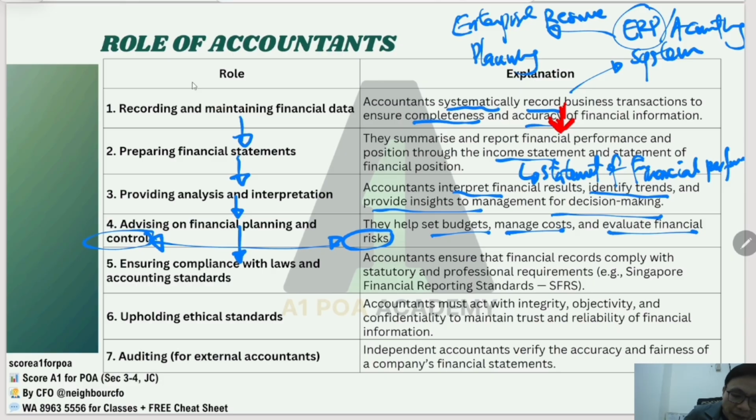Number 5, ensuring compliance with laws and accounting standards.